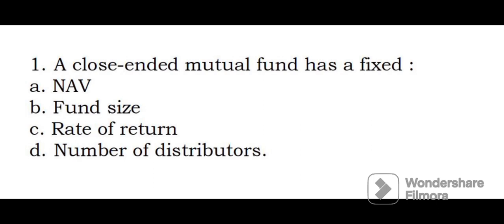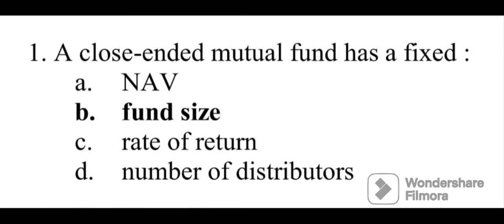Question number 1. A close-ended mutual fund has a fixed. Options are A. NAV, B. Fund size, C. Rate of return, and D. Number of distributors. So we'll find the answer here. A closed-ended mutual fund has a fixed fund size. So we will explain how this answer is arrived at.